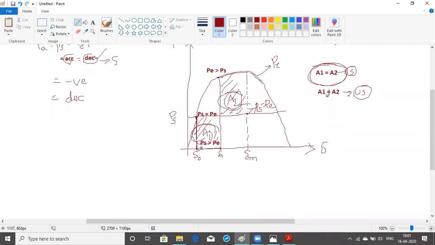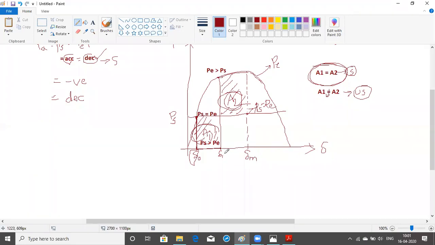So now what happens? At delta naught, it comes to the angle of delta naught. This is actually the PE position. This is the PS position. Now in this case, PS is greater than PE, so it will get accelerated. That is, the rotor will also get accelerated. So when it is getting accelerated, it comes to the point of delta 1.